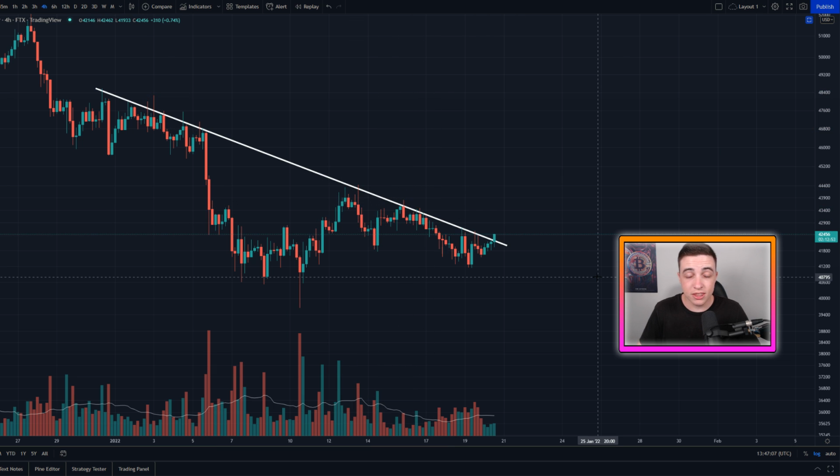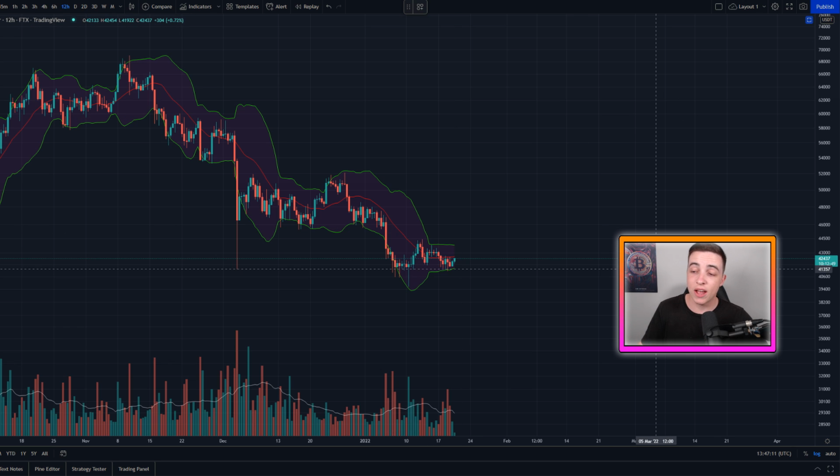So those are just some of the things that I'm paying attention to right now on the 4-hour charts for Bitcoin. Now checking out the 12-hour time frame for Bitcoin, and in the Bollinger Band indicator right here, technically we are still in this squeeze phase, meaning that a volatile move is coming very soon.